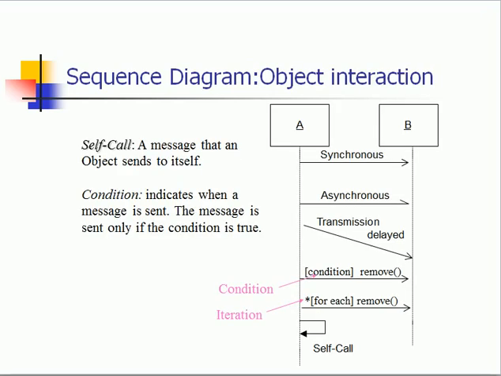Sequence diagram, object interaction. A message that an object sends to itself. Condition indicates when a message is sent. The message is sent only if the condition is true. This is the representation of object interaction.